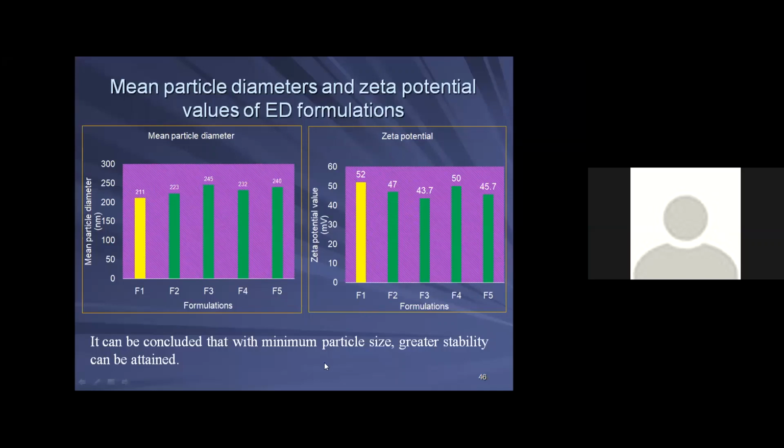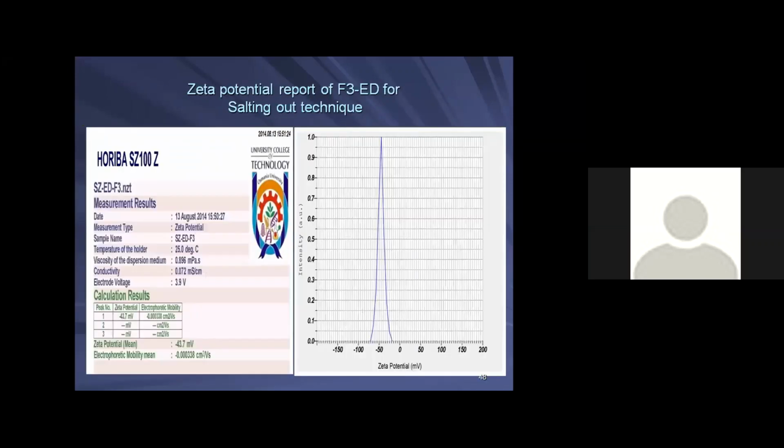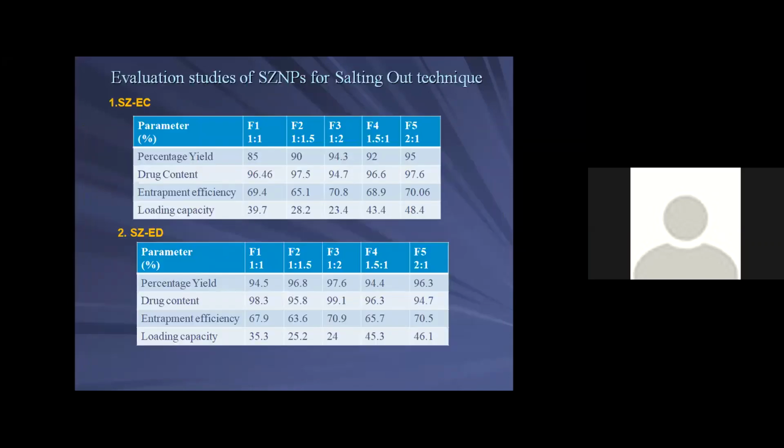So if you observe EC as well as Eudragit in the salting out technique, the F1 formulation, having equal concentration of drug and polymer, is showing better results. This is the particle size distribution report of F3 Eudragit. This is the zeta potential report of F3 formulation of Eudragit polymer. So let us enter into the evaluation studies.